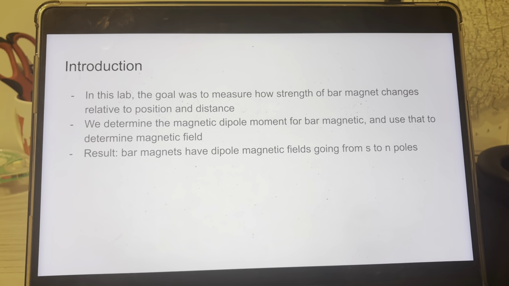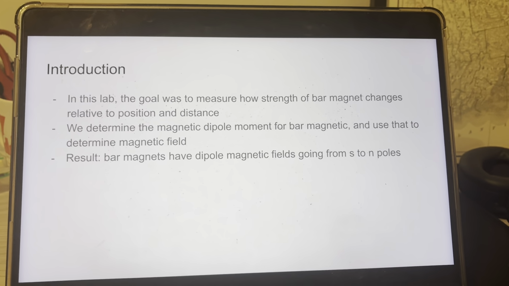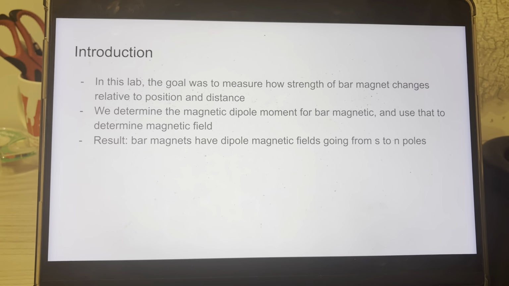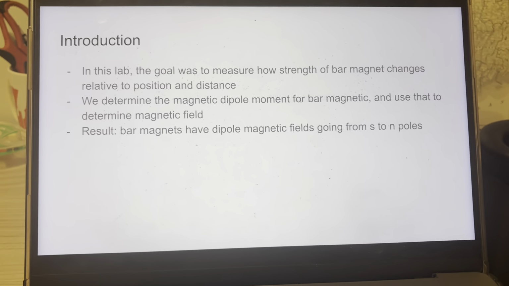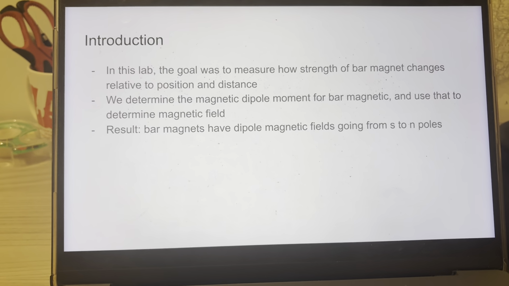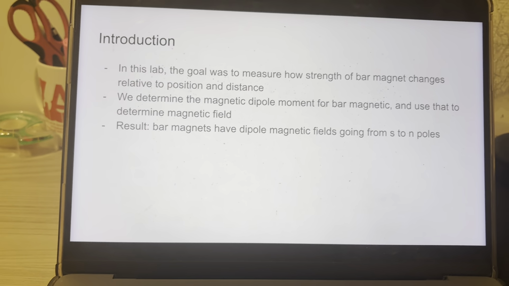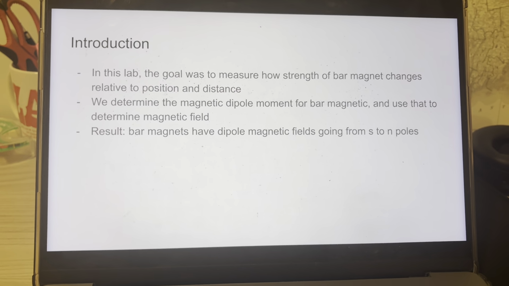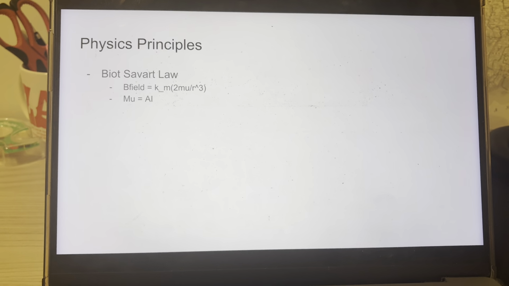In this lab, the goal was just to measure the strength of bar magnets and how the strength of those bar magnets changes relative to the position and distance. So we determined the magnetic dipole moment for the bar magnets. I don't know why it says magnetic. Oops, oh well. And we used that to determine the magnetic field. Overall, we found that the bar magnets have dipole magnetic fields going from south to north poles.